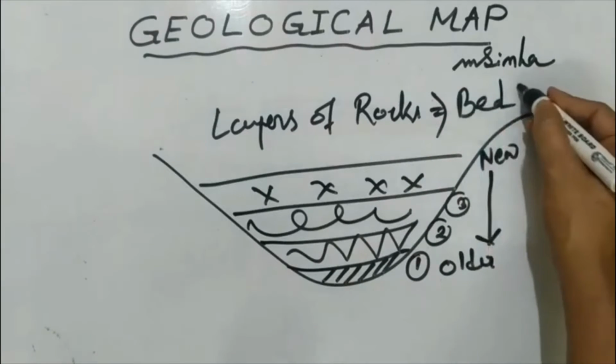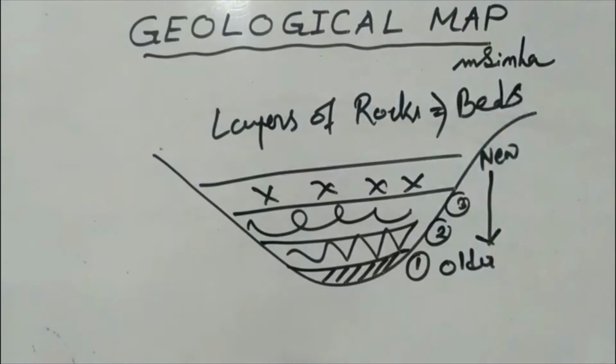Layers of rocks are known as beds or rock beds. What is the sequence? Succession. Succession is the chronological arrangement. Chronological arrangement means arrangement through time, old to new. The arrangement from older to newer is known as the succession of the beds. Okay, so all these layers are sedimentary layers, in most of the cases.